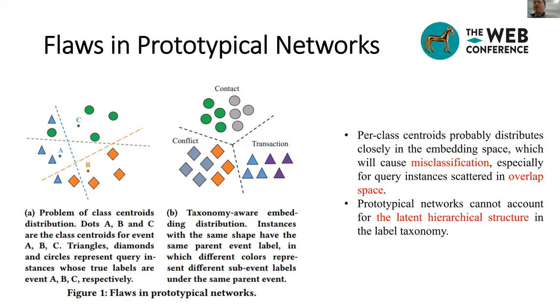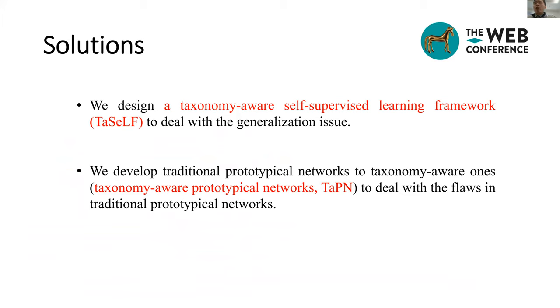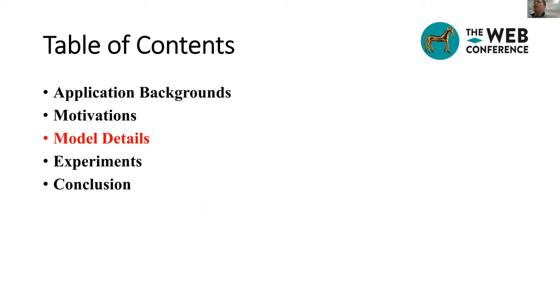We can find in the right figure, from the distance perspective, the distance between instances with the same sub-event label should be closer than the distance between instances with the same parent events but different sub-event labels. Therefore, we design a taxonomy-aware self-supervised learning framework, TASELF, for event detection to deal with the generalization issues. And we also develop traditional prototypical networks into taxonomy-aware ones to deal with the flaws in the vanilla prototypical networks. Next, let's see the model details.